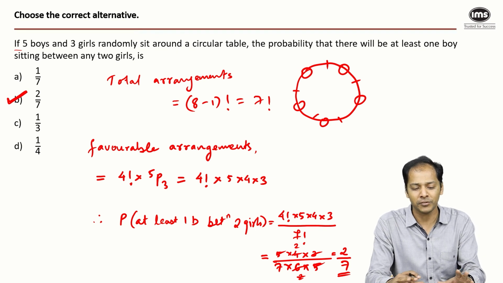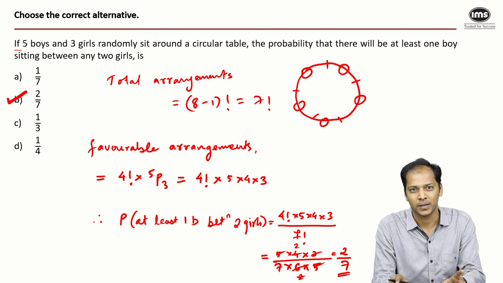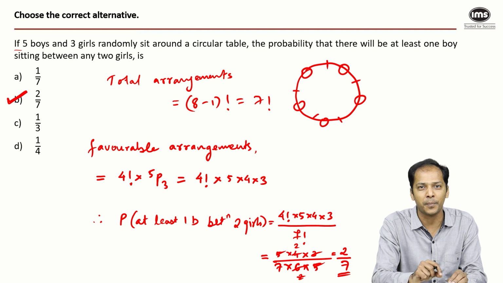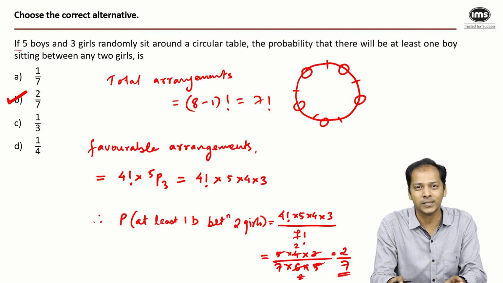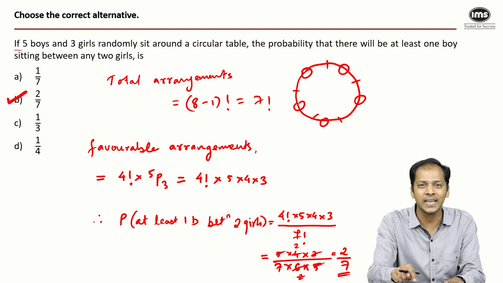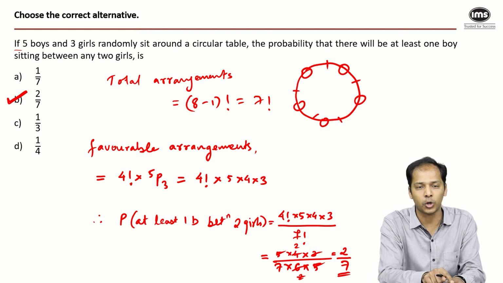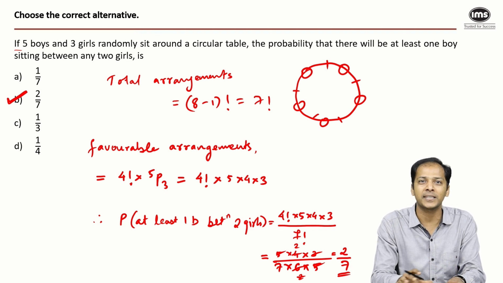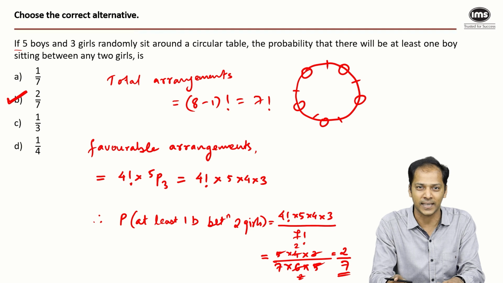So, if you have studied circular arrangements, and how to separate boys and girls and all such concepts in permutations and combinations, then you could have easily handled this question and got to the answer 2 by 7 and secured your 4 marks in this section.